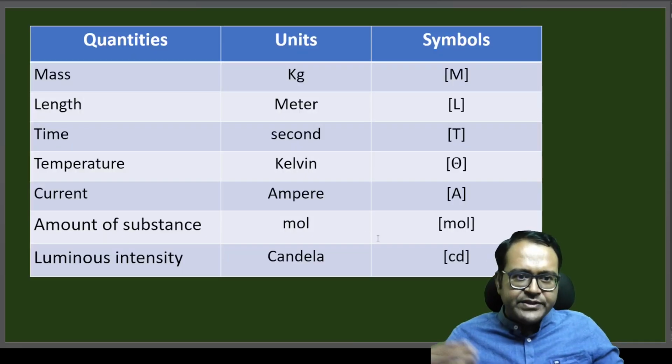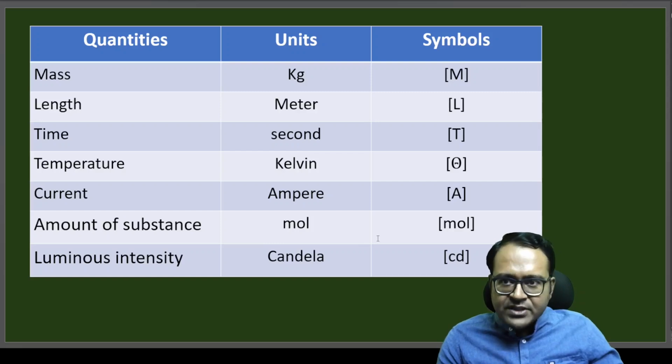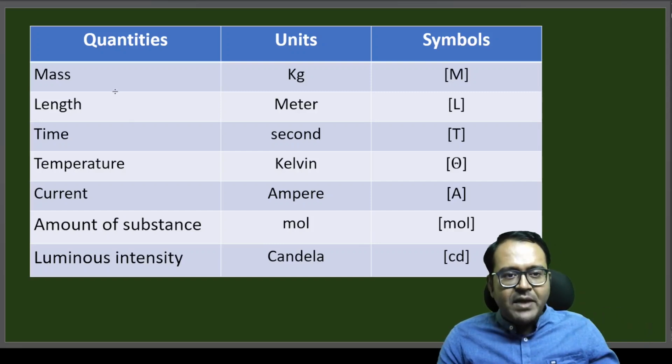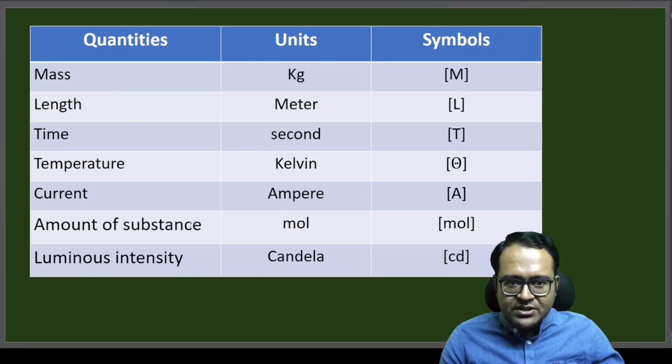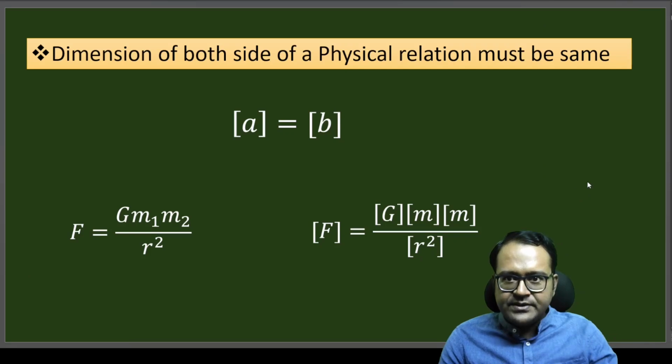We all know that we have 7 fundamental quantities which are mass, length, time, temperature, current, the amount of substance, and luminous intensity. We all have their units. These are SI units. These are the basic symbols: M, L, T, theta, A, mole, and candela. I guess you know this.